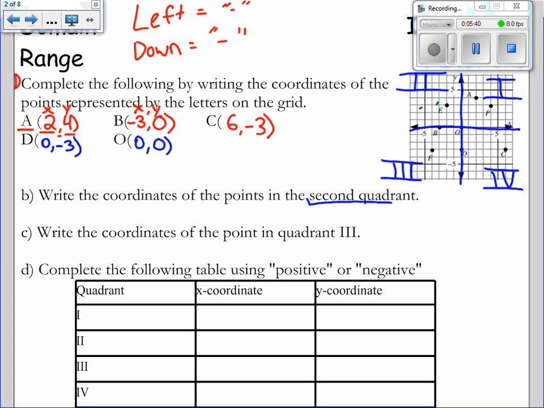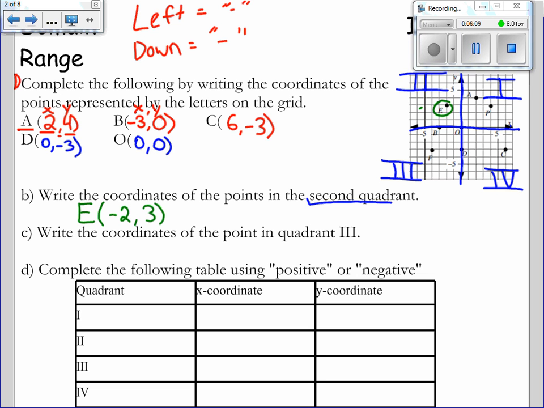The question is, write the coordinates of the points in the second quadrant. So if you're looking at the second quadrant, there's only one point in that quadrant, and it's point E. So they want to know, where is E? Well, it was 2 to the left, so -2, and then it was 3 up. So your point E was at (-2, 3).